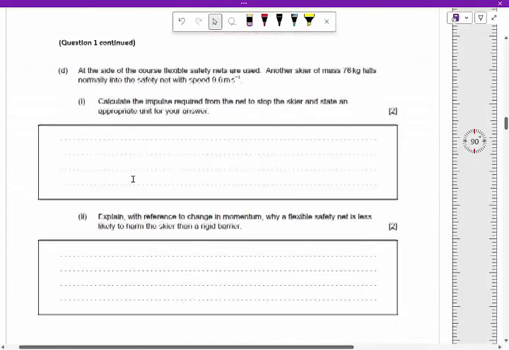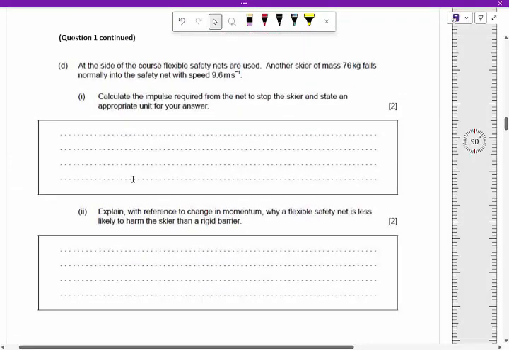Okay, at the side of the course, flexible safety nets are used. Another skier of mass 76 kilograms falls normally into the safety net with speed 9.6 meters per second. Calculate the impulse required from the net to stop the skier and state an appropriate unit for your answer.